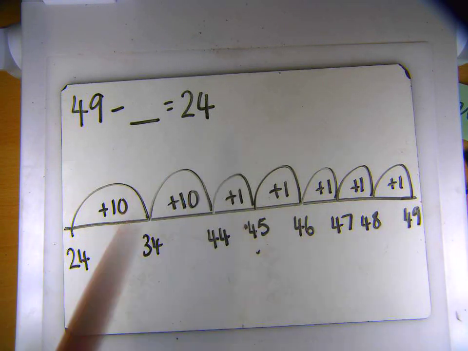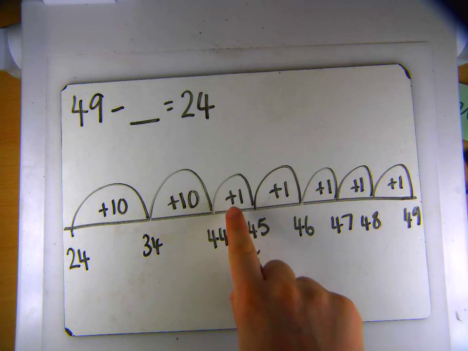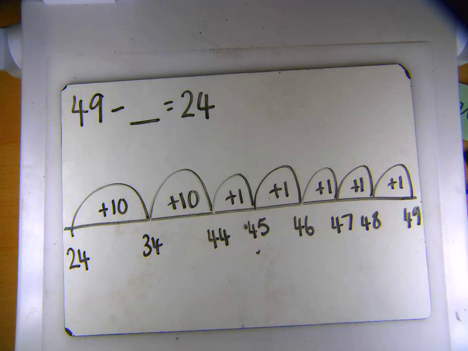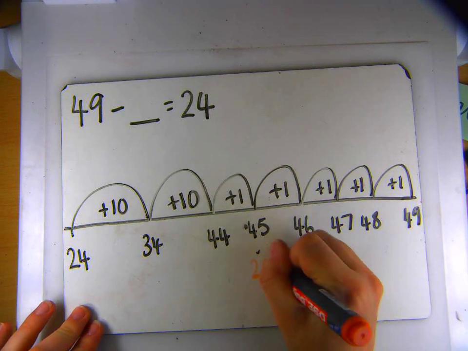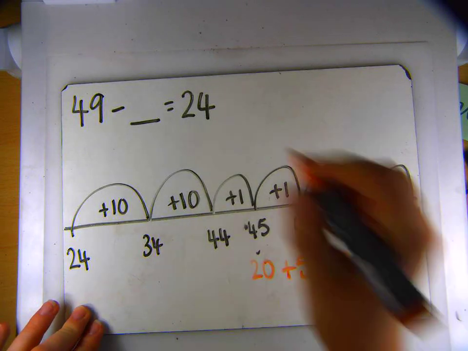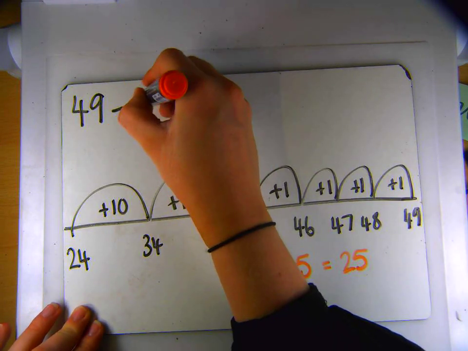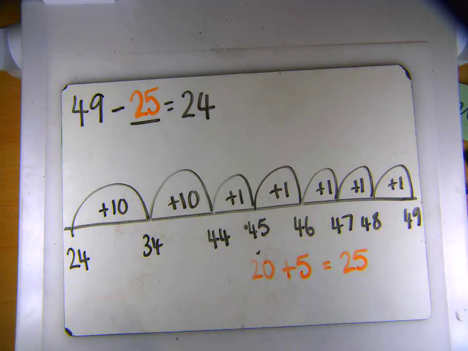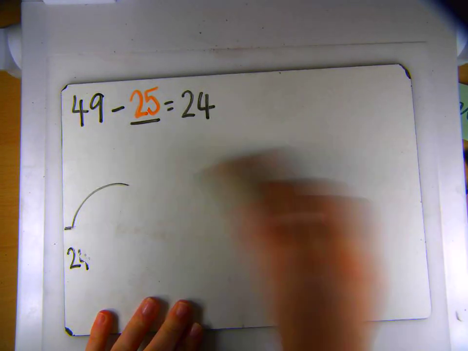So I've got a 10 and a 10, which is 20. And then I've got 1, 2, 3, 4, 5. So 20 plus 5 equals 25. So that number in the middle there must be 25. Let's try another one.